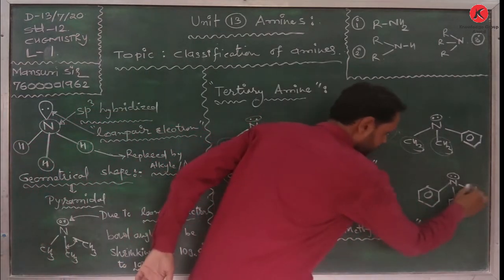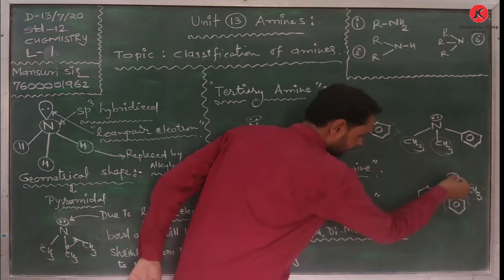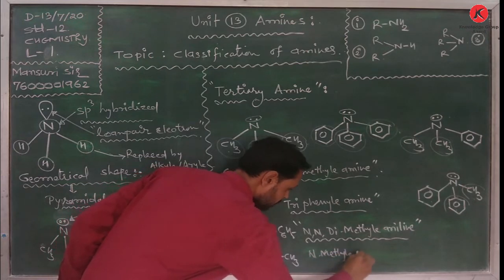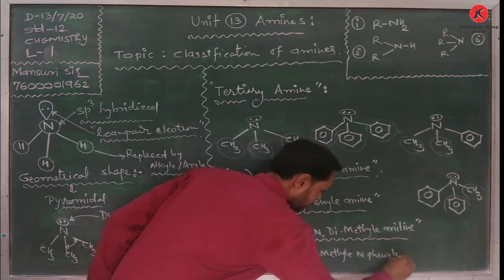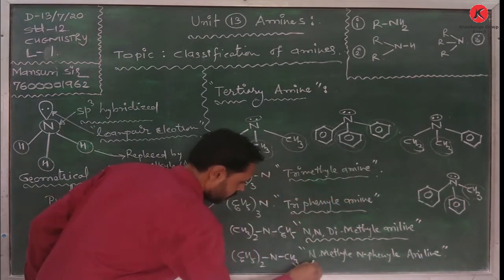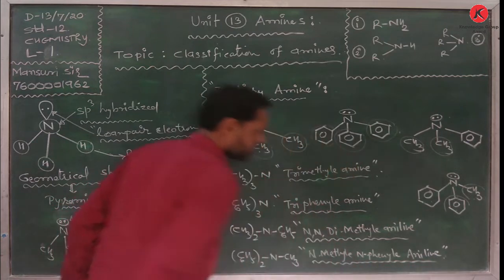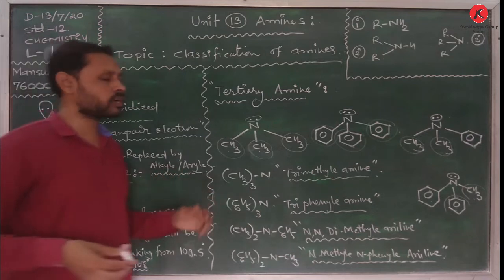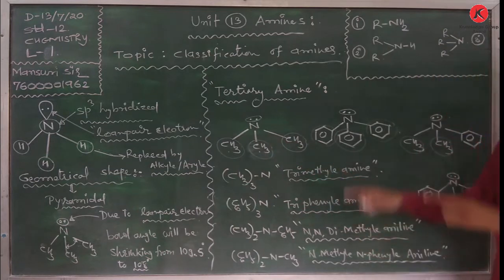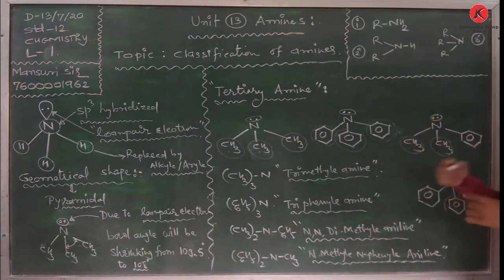Thereafter, N-methyl, N-phenyl, and this is aniline. N-methyl, N-phenyl aniline. All these names are common names. Okay, so here is the definition of tertiary amine: if 3 hydrogen atoms of ammonia are replaced by 3 alkyl groups or 3 aryl groups, or 2 alkyl and 1 aryl, thereafter 2 aryl and 1 alkyl group, then the substance is known as tertiary amine.